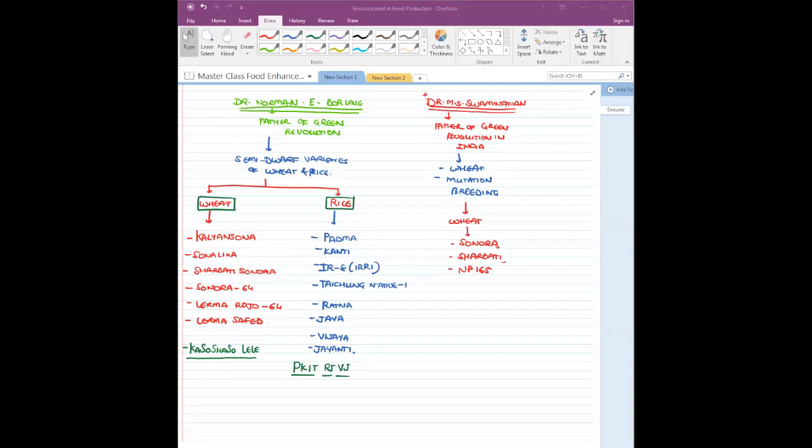Among these, which is the most eaten one, wheat? No, no, no. We eat all of them. Some places will have more of Sharbati Sonora, some will have Lerma Safed. So we eat different ones in different places. If you have ever gone to a grocery shop, you will see that there are different types of rice.